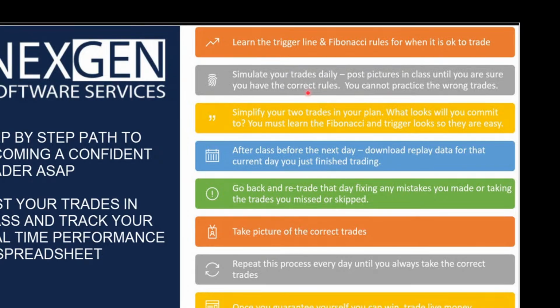Write your rules on the chart. I encourage new users to do this. Write those 3 rules on the chart every trade you take and write either yes or no. Did I have strong triggers? Was that path clear? The goal is that you're not practicing the wrong trades.